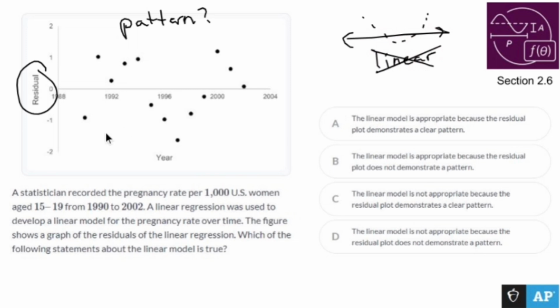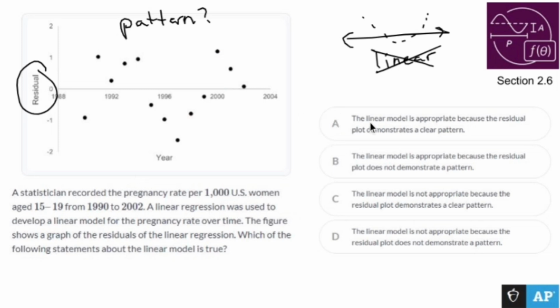So I don't see a pattern. I have a dot down here, 4 dots up here, 5 dots down there, 3 dots up here. I don't have anything quadratic. That doesn't look cubic or anything like that. It's not like you're going to be like, oh, well, yeah, I could definitely do that. No, not really. I don't have any pattern. So since I don't have a clear pattern, linear is appropriate.